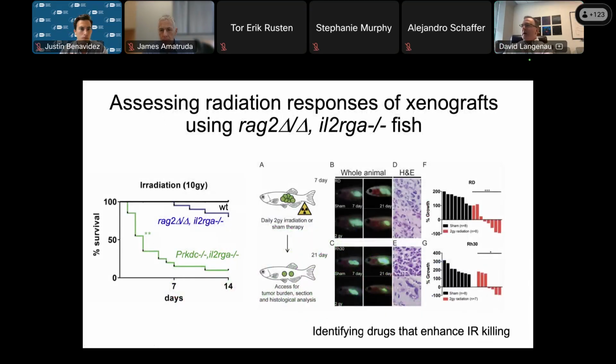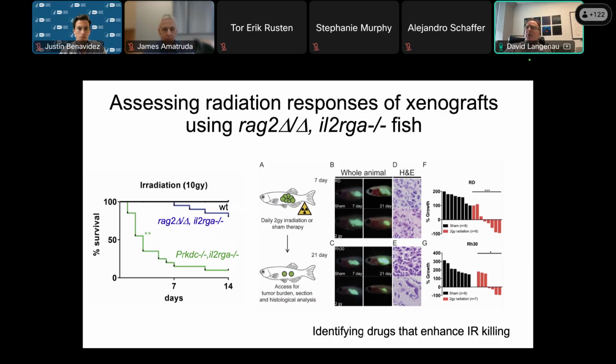So finally, I'll leave you with one other opportunity that I think we have in the zebrafish. One thing that is very difficult to do in mice is to treat with radiation dosing, because mice are very, very similar to humans, where 2 gray radiation is the maximum dose that you can give to a mouse, and it needs to be given over time. And that's very similar to what we see in the clinic.